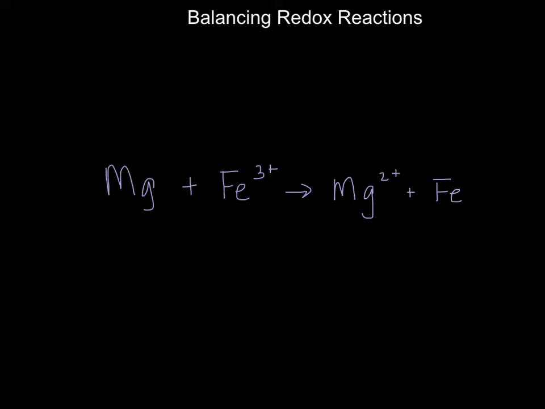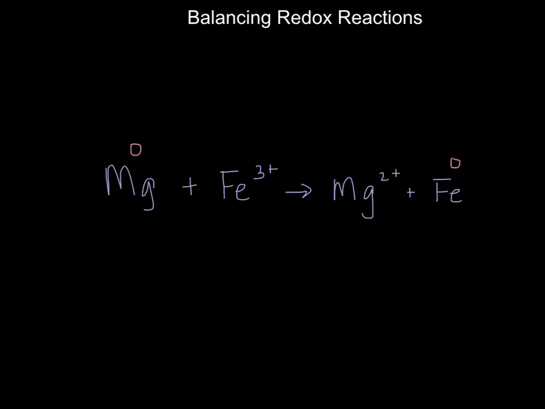So, as we know, when assigning oxidation numbers, if it's a free element by itself, its oxidation number is 0. The only reason our iron and our magnesium aren't 0 is because they've already been assigned oxidation numbers or charges because they're ions.